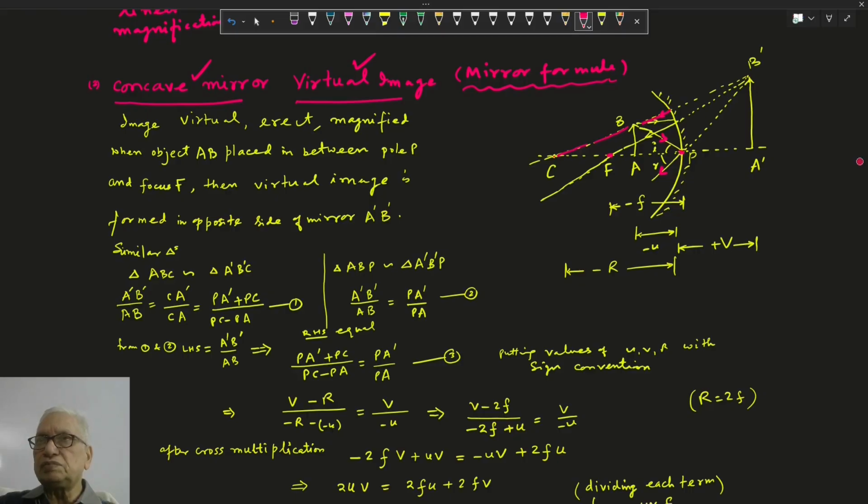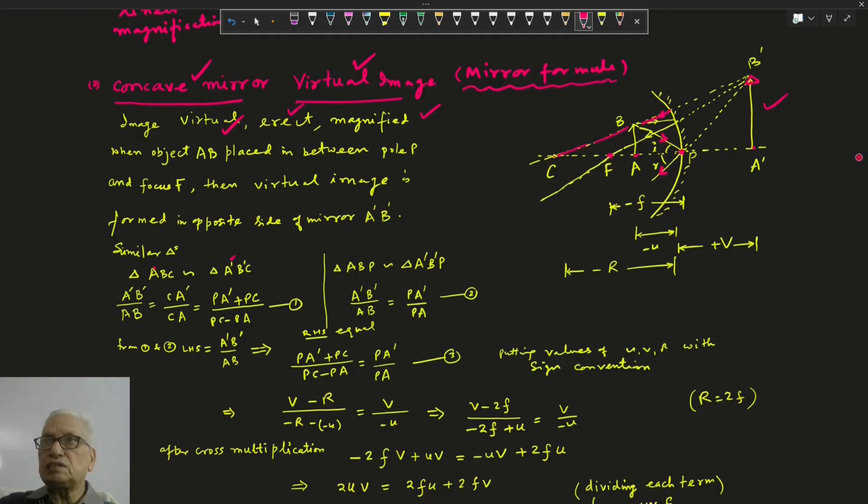They are not meeting because of the diverging nature. They are appearing to be meeting somewhere here. So A dash B dash is the virtual image, direct image and the magnified image. When we place the object in between focus and pole, we are getting a virtual image. Now there are two pairs of similar triangles, ABC and A dash B dash C.